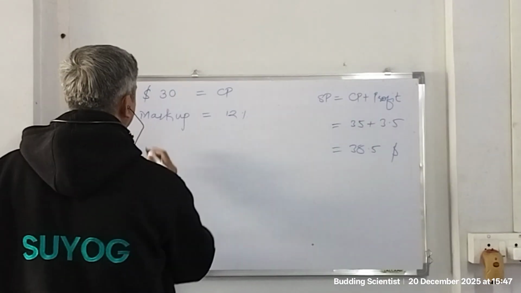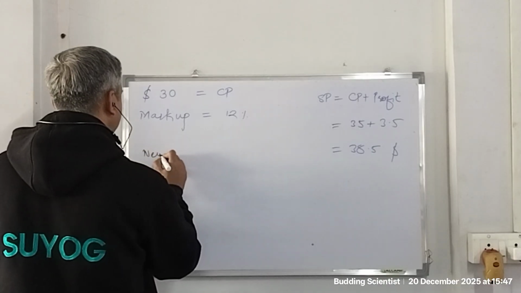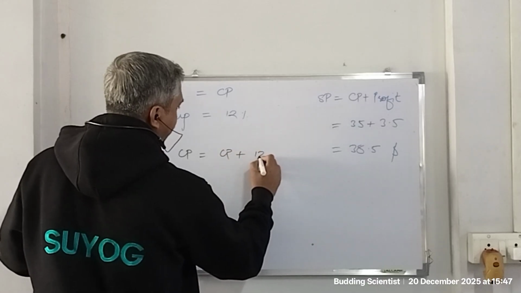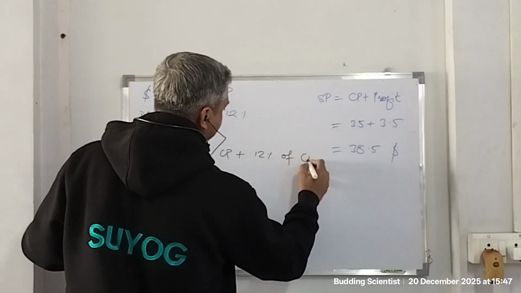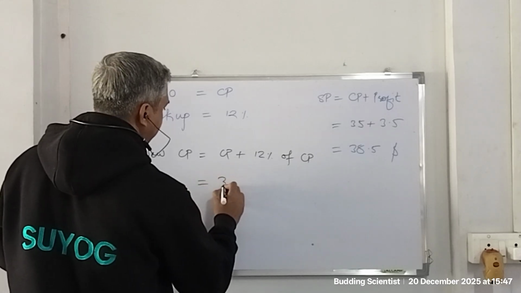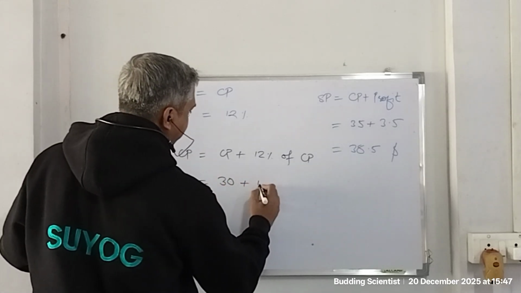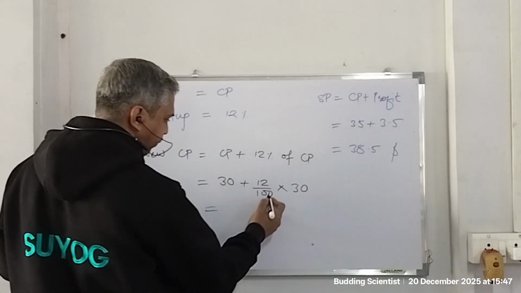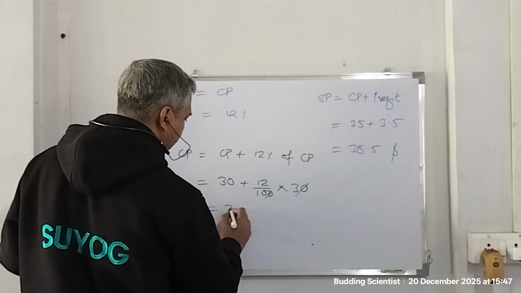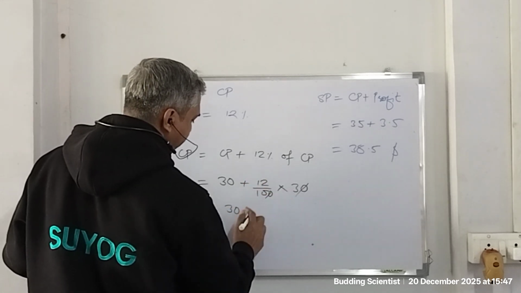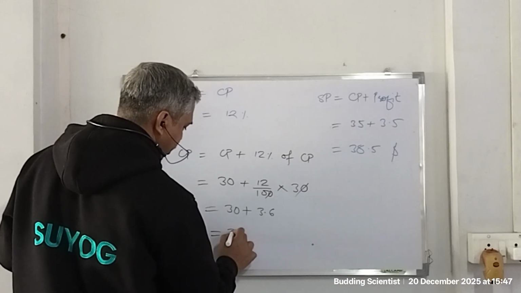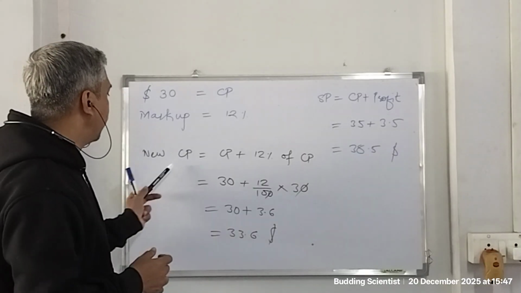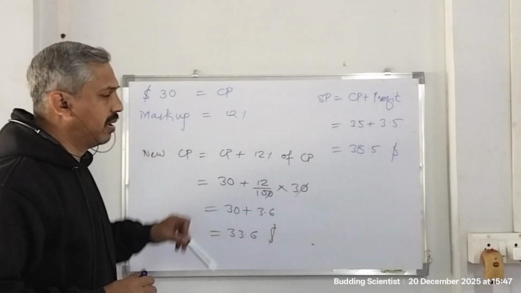So we are asked what will be the new cost price. It is equal to original CP plus 12% of original CP, which is equal to $30 plus 12 by 100 into 30. 30 plus 36 upon 10, which is 3.6. So this is equal to $33.6, which will be the new CP. That is what markup means.